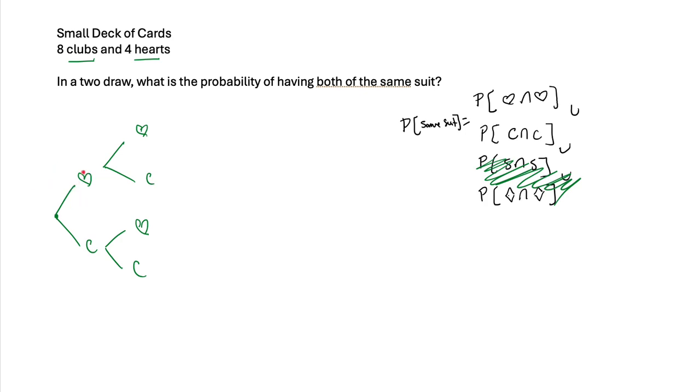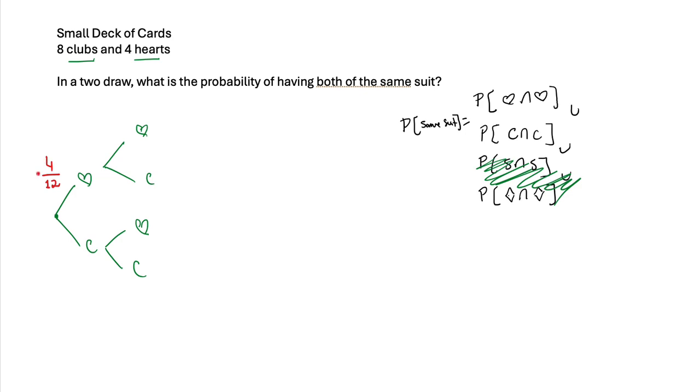What's the probability that in the first draw I have hearts? Well, I have the number of interest outcomes, which are 4 hearts, over the total outcomes, which is 12 cards. So this is the first probability. Now, I can go here and do the same reasoning for clubs, meaning that I have 8 clubs over 12 cards, right? For my first draw, but I don't need to.